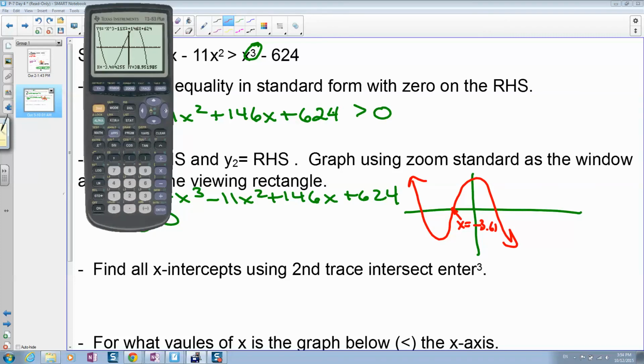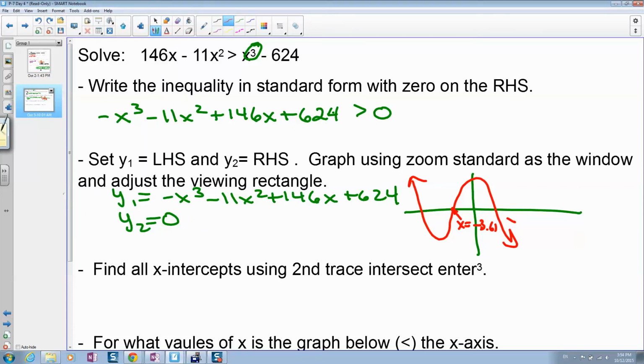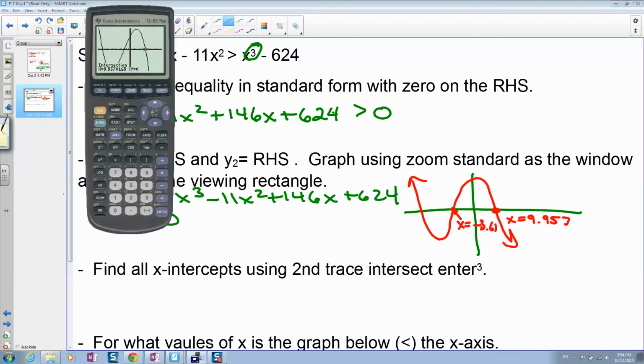So we hit trace. Then we scroll over here to the other side. Around the corner we go. Second, trace, intersect, enter, enter, enter. And we get 9.957. So that's right here. Now we need one more, and we're going to have to go all the way back.